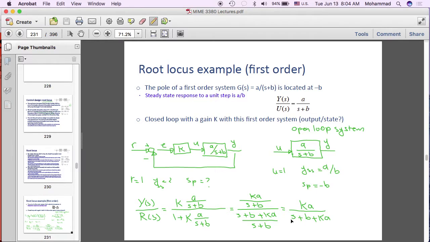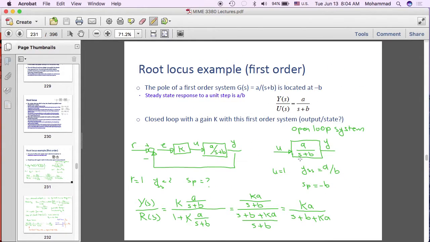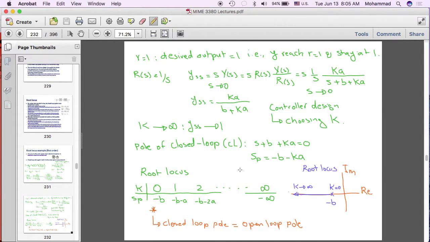And from there, we could find the pole, this only pole of this transfer function, by setting the denominator of the closed loop transfer function equal to 0. We found that that pole, that single pole, is located at minus b minus ka. Versus when we were only looking at the open loop, it had one pole and it was at a specific location. It was not changing. The pole of the open loop system was located at negative b. But for the closed loop, the pole is located at negative b minus ka, which means the location of the pole changes as you change the value of the controller gain k.